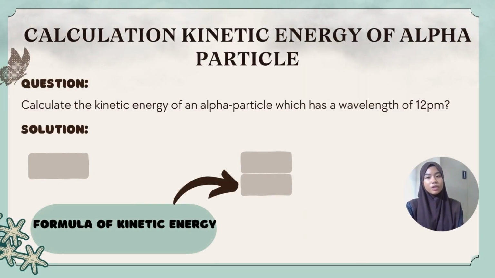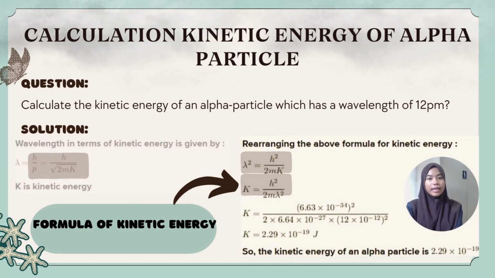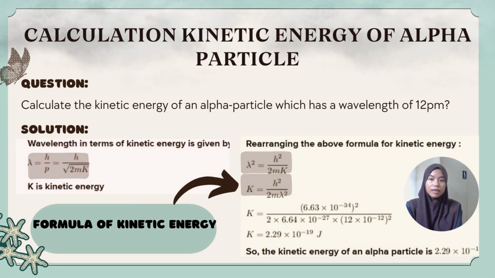Okay, next I will continue with the calculation of the kinetic energy of an alpha particle. Firstly, the question asks: calculate the kinetic energy of an alpha particle which has a wavelength of 12 picometers. So for the solution, we can use the wavelength formula because the wavelength has been given, which is 12 picometers.